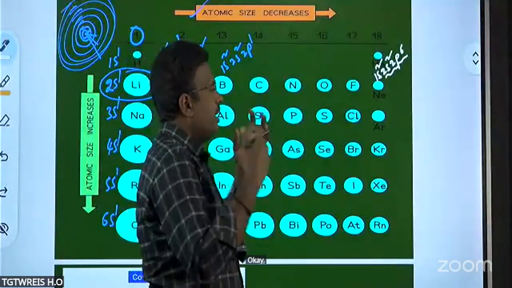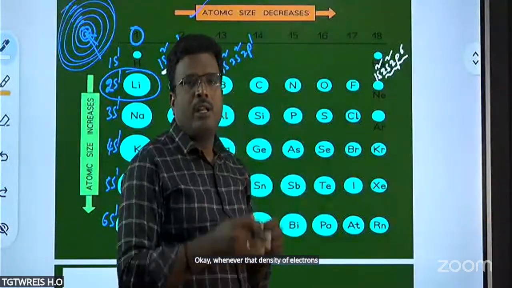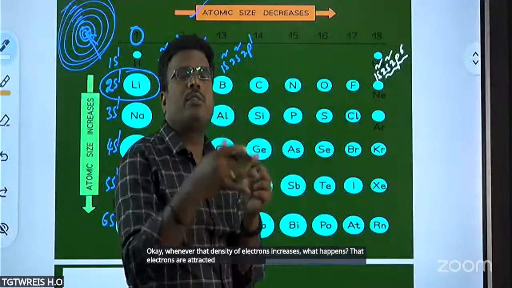Okay, whenever the density of electrons increases, what happened? Those electrons are attracted towards the nucleus.